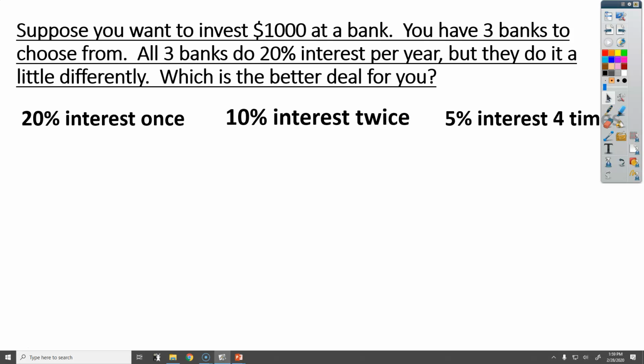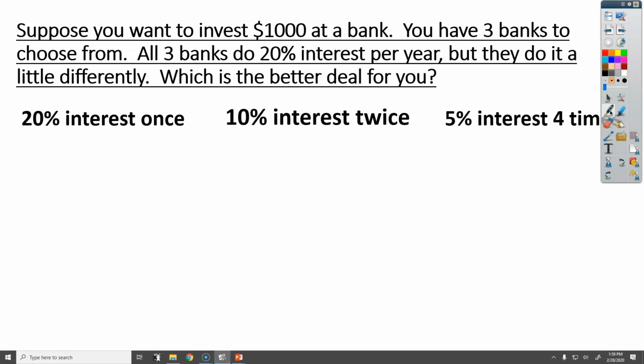Well, I'm about ready to share with you guys an example of compounded interest. So let me read this story to you guys, and then we'll see if you guys can kind of follow the thinking here that's going to be going on. So, suppose you want to invest $1,000 at a bank, okay? And you have three banks to choose from.